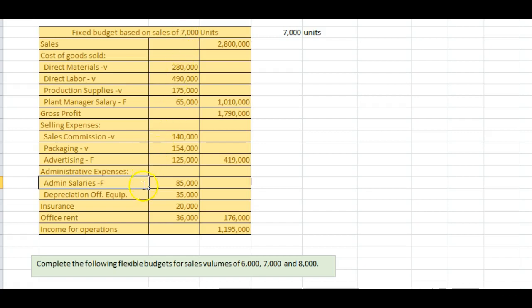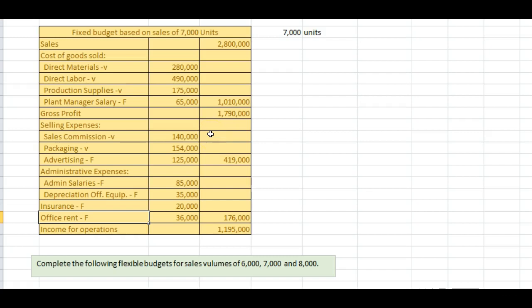And then depreciation also is not going to change according to production. So that becomes fixed. Insurance would be the same. That would be a fixed cost. And office rent, unless you had to rent more office space. But in this case, we don't. So now we've selected out our variable and our fixed costs.